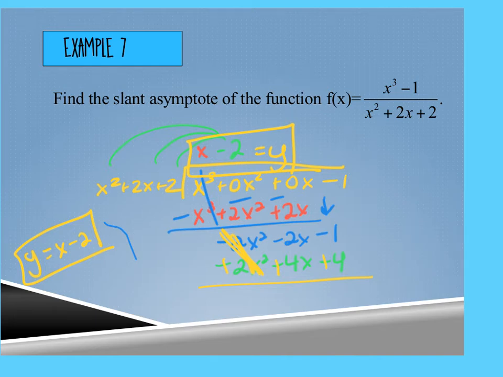Questions on this one? So this time the exponent in the top is still one more than the bottom, but it was a cube and a square. It still has to result in an x to the first in the top, otherwise it's not a line. So it only has a slant if the top is one more. If it's not one more, then you get something like x squared as your quotient, and you can't have a parabola as a slant asymptote. It has to be one more.